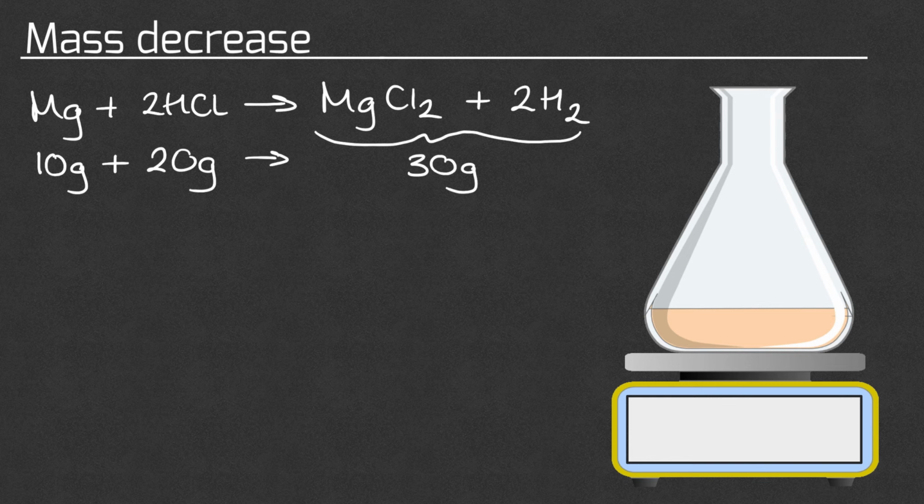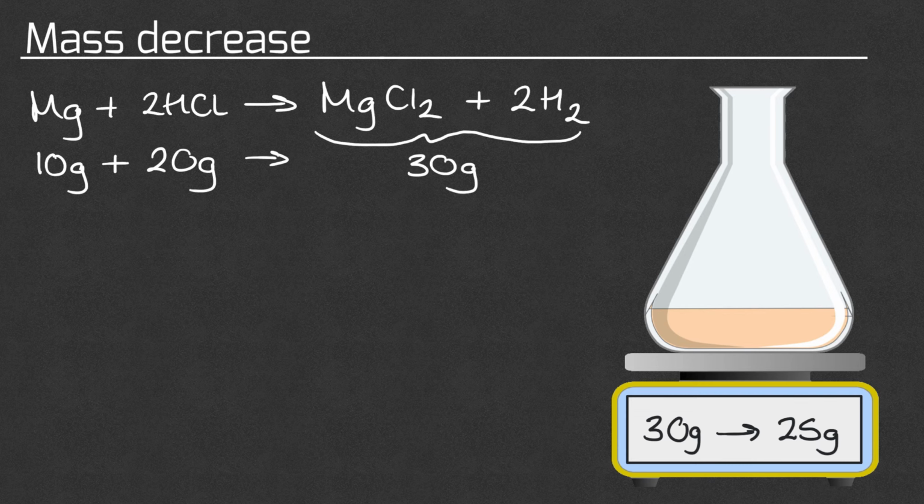So for this reaction, we can see if we react 10 grams of magnesium with 20 grams of hydrochloric acid, we should produce in total 30 grams of magnesium chloride plus hydrogen. But let's look at what happens if we did this experimentally and what values we would see on the balance. So we'd see the mass would start off at 30 grams for the 10 grams of solid magnesium and the 20 grams of the aqueous hydrochloric acid, but it would show us a final reading of 25 grams, making it seem as if the mass has decreased.